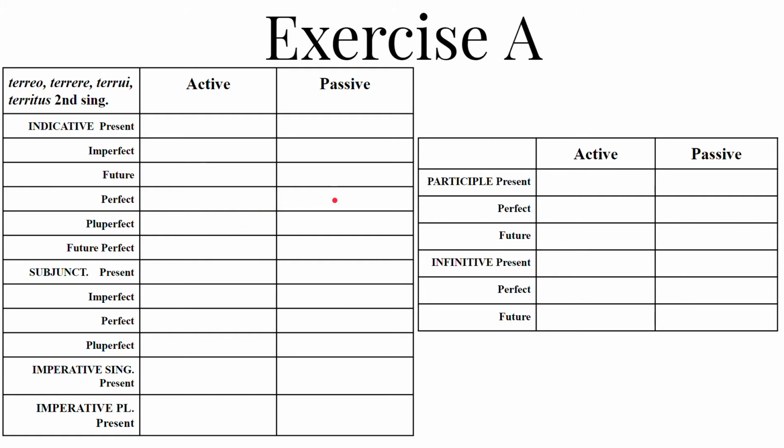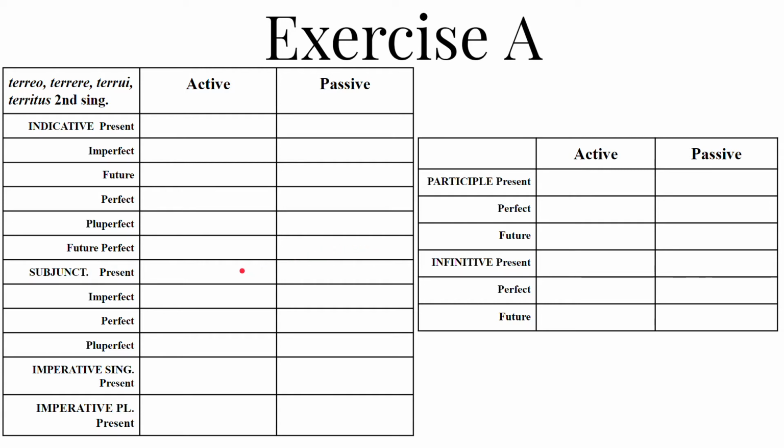The passive for the perfect, pluperfect, and future perfect will be formed from the verb's fourth principal part, territus. Make sure you treat it like an adjective with the first and second declension. Territus sum, and then add the appropriate helping verbs. Territus sum es, territus sum eras, territus sum eris.